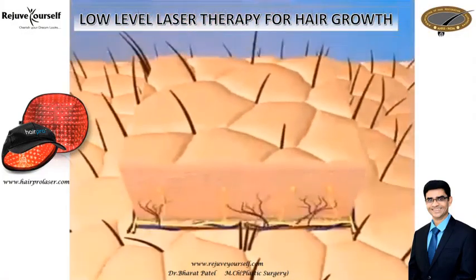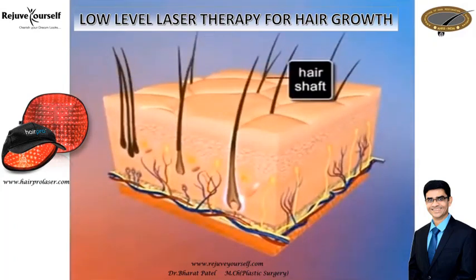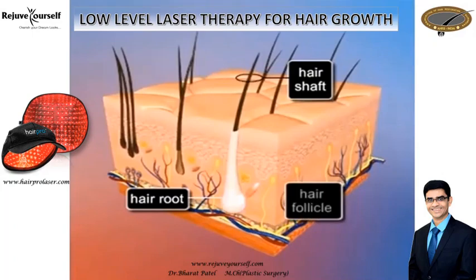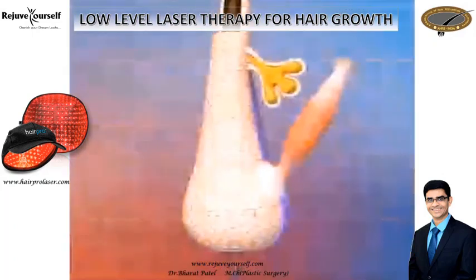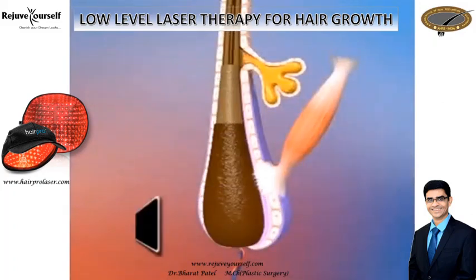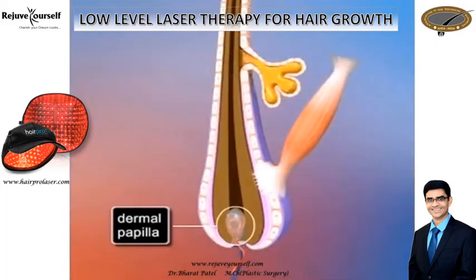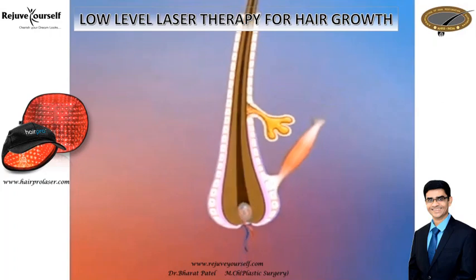Each strand of hair in your scalp consists of a hair shaft, which is visible above the skin, and a hair root, which resides in the hair follicle beneath the skin's surface. Projecting into the base of each hair follicle and hair root is a structure called the dermal papilla, which is composed of rapidly dividing cells. These cells pack together in the hair follicle, forming the hair shaft.